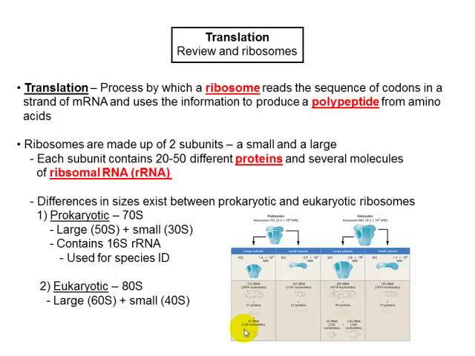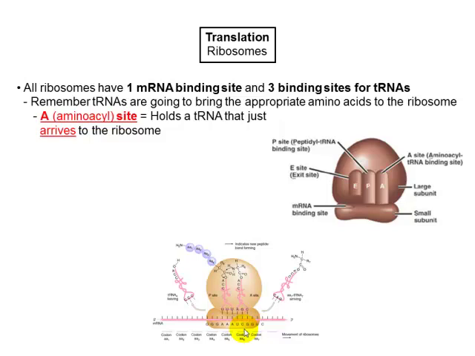For the eukaryotes, you also have a small subunit and a large subunit of ribosomal RNAs, but they are bigger than those of the prokaryotes. The large one is about 60S and the small one is about 40S. When you put them together, you get the 80S combined ribosome. Our ribosomes have one RNA binding site and then three sites for transfer RNAs.